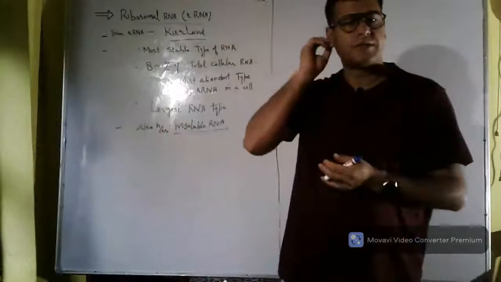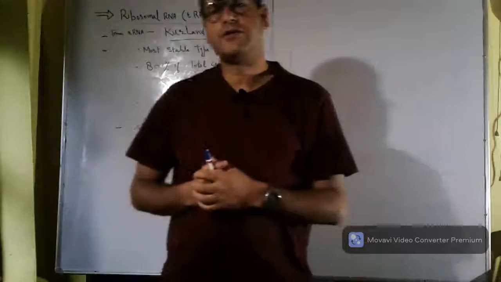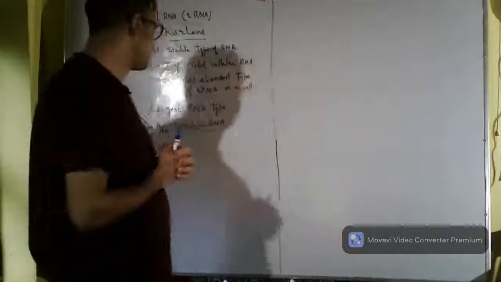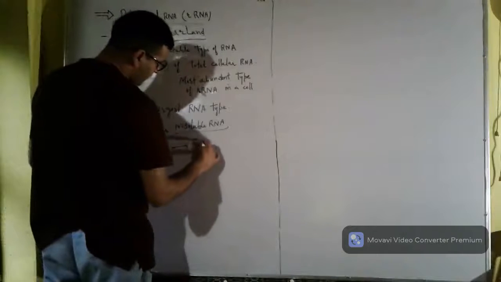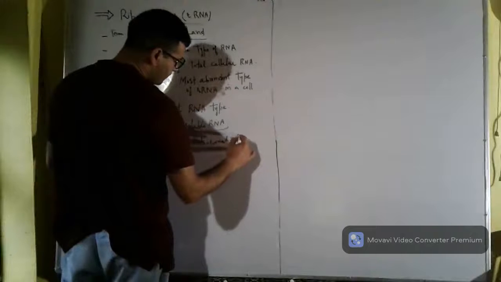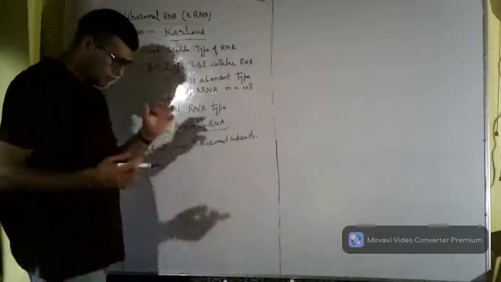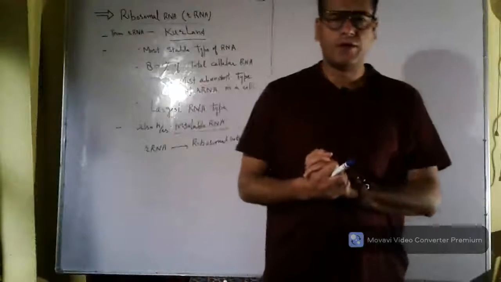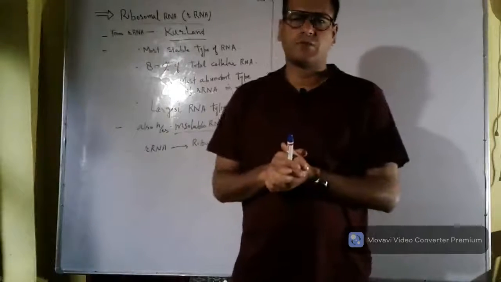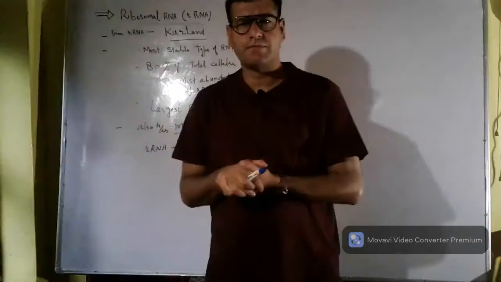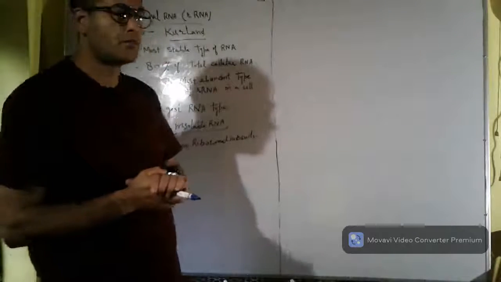Ribosomal RNA is present in the ribosomal subunits of ribosomes. We know that ribosomes are protein synthesizing machines, and this ribosomal RNA is found in ribosomal subunits. Basically, we have the larger subunit of the ribosome, and we have two types of ribosomes: the prokaryotic ribosome and the eukaryotic ribosome, that is, the 70S type and the 80S type. In all types of ribosomes, whether 70S or 80S, ribosomal RNA and ribosomal proteins are present in these ribosomal subunits.